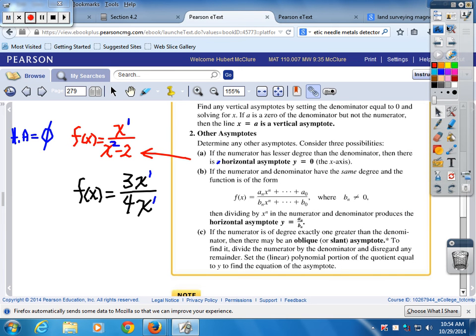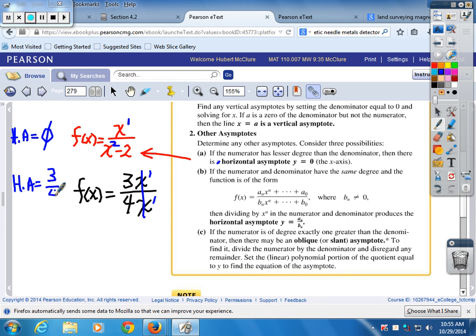If the numerator and the denominator have the same degree, and the function is of the form a x to the n over b x to the n, meaning a coefficient times x to the n and another coefficient times x to the n, then what is your final answer? The coefficients. So, basically, these cancel, and what is your final answer? Your horizontal asymptote is equal to 3/4.